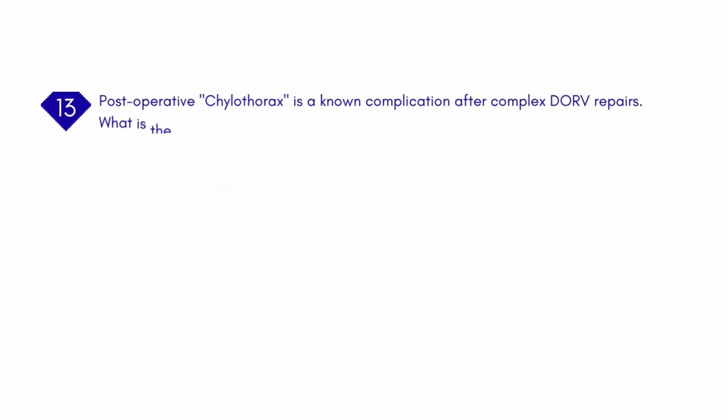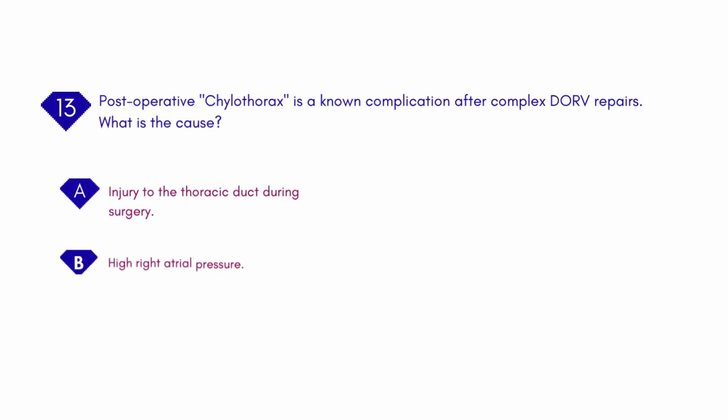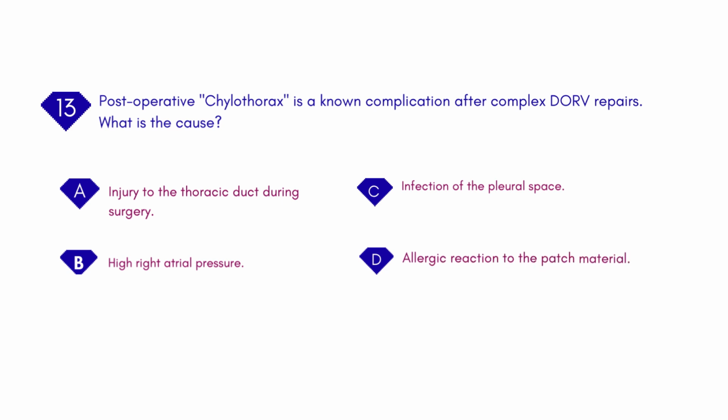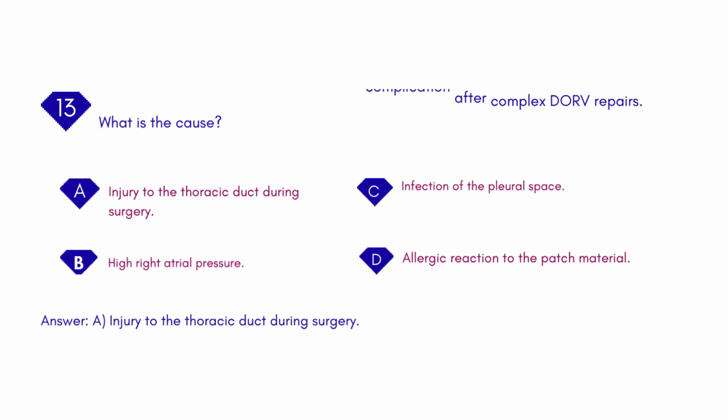Postoperative chylothorax is a known complication after complex DORV repairs. What is the cause? A. Injury to the thoracic duct during surgery. B. High right atrial pressure. C. Infection of the pleural space. D. Allergic reaction to the patch material. Answer: A. Injury to the thoracic duct during surgery.